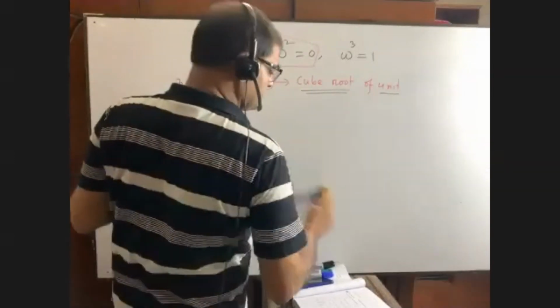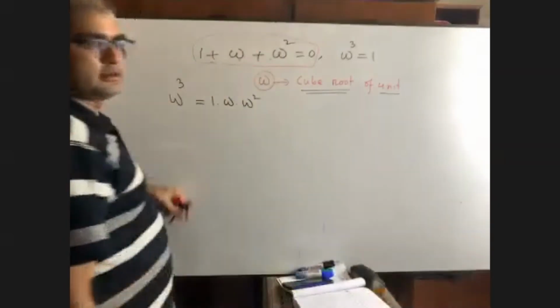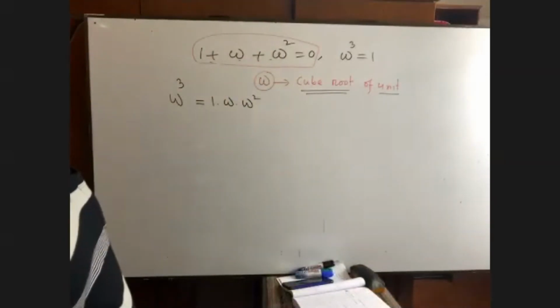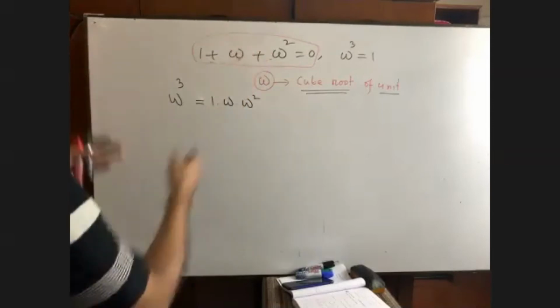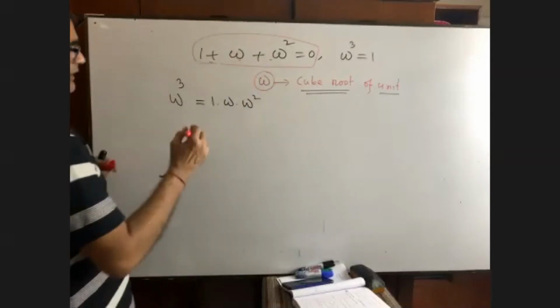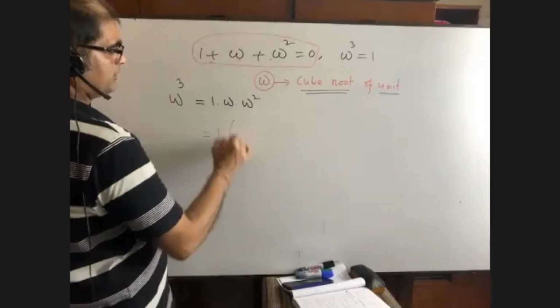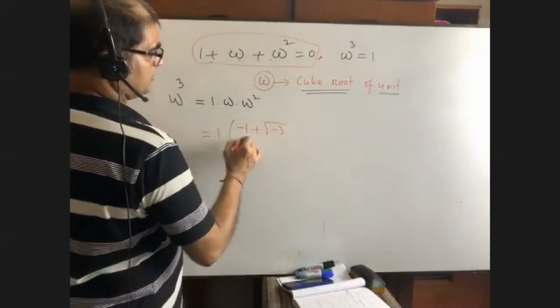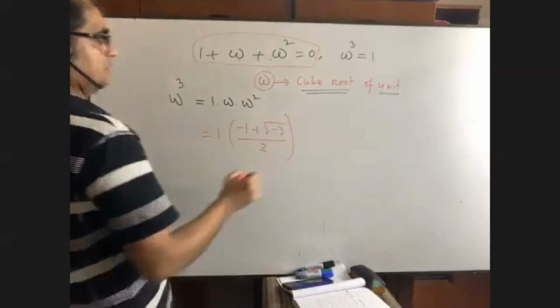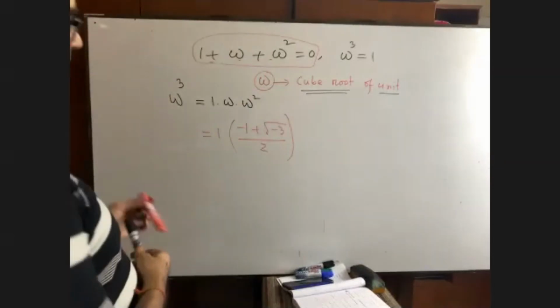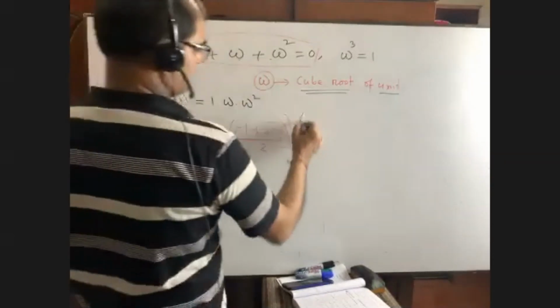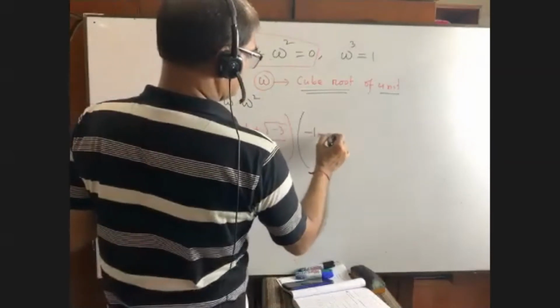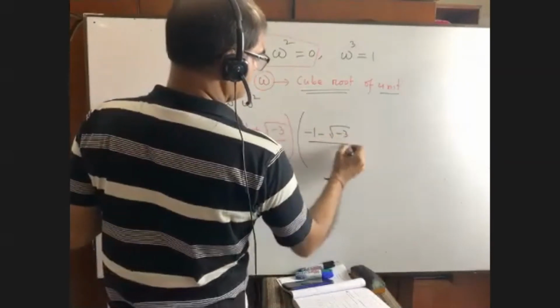Their product is what? 1. Their sum is 0. Anyway, we are going to put the value again. Can you please tell me what was omega? -1 plus root over -3 by 2. What was omega square? -1 minus root over -3 by 2.